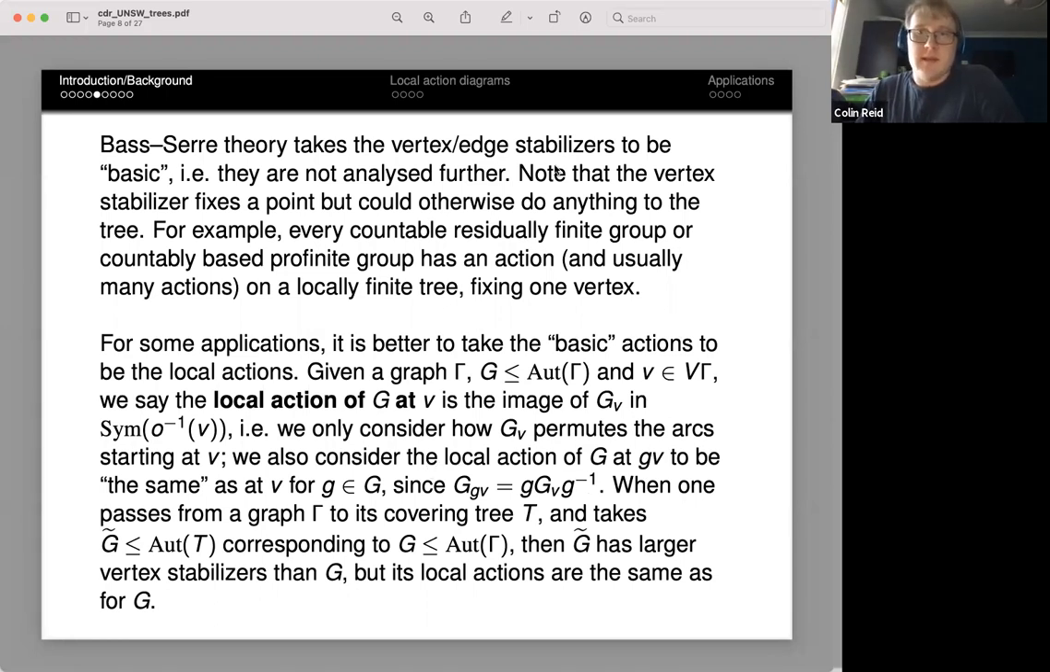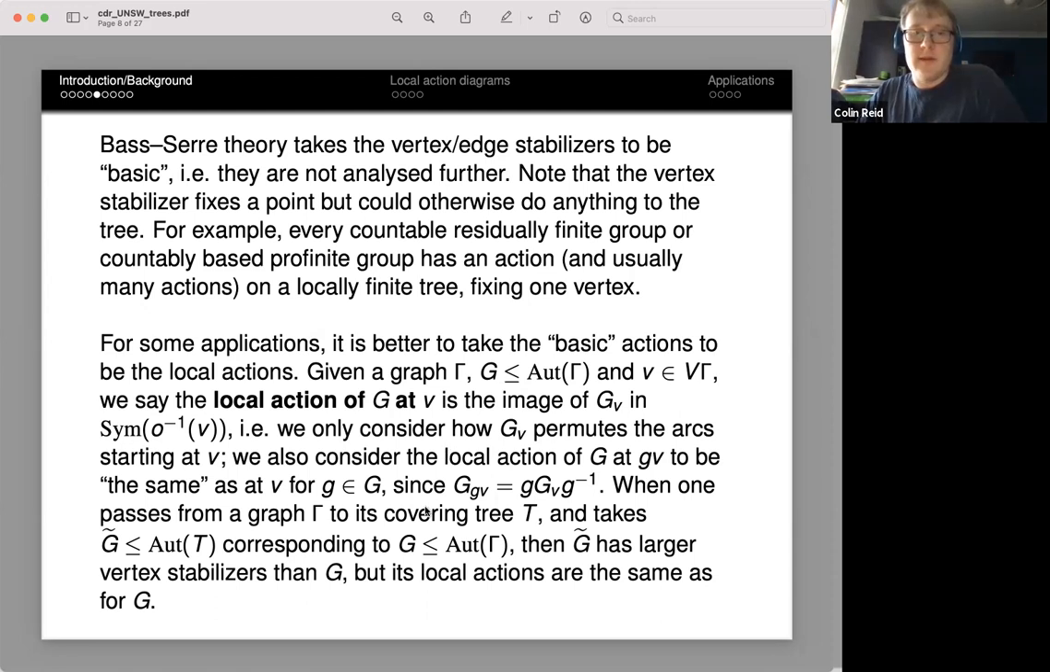Similar to the Serre setup, we only really need to think of orbits of vertices. So we can consider the local action at gV to be the same as the local action at V, since the vertex stabilizers are conjugate, and obviously the conjugation sends the arcs incident with one vertex to the arcs incident with the other vertex. So this is less information than knowing all of the vertex stabilizer.